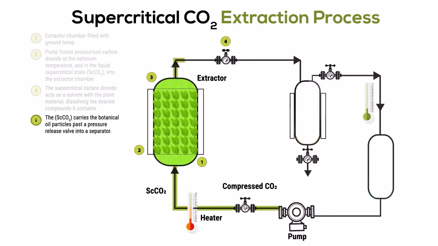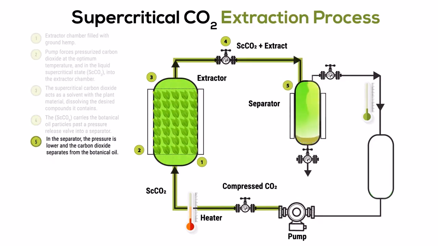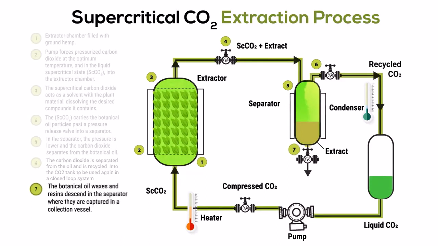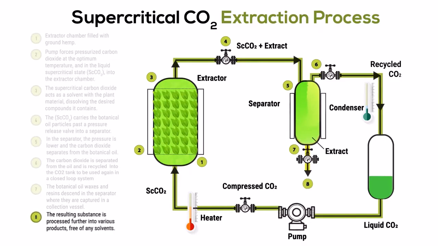Step number 4. The supercritical CO2 carries the cannabis oil particles past a pressure release valve into a separator. Step number 5. In the separator, the pressure is lower and the carbon dioxide separates from the cannabis oil. Step number 6. The carbon dioxide gas rises out of the oil and is routed back to the CO2 tank to be used again in a closed-loop system. Step number 7. The cannabis oil, waxes, and resins descend in the separator where they are captured in a collection vessel. Step number 8. The resulting substance is processed further into various products, free of any solvents.